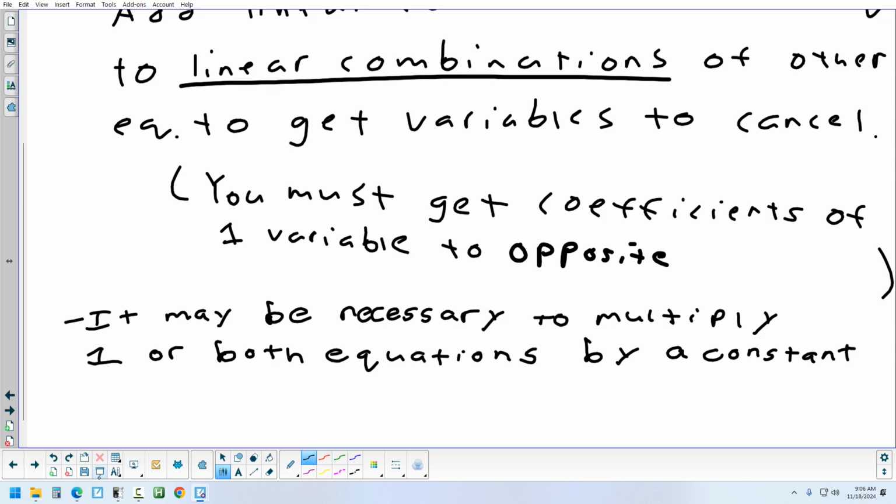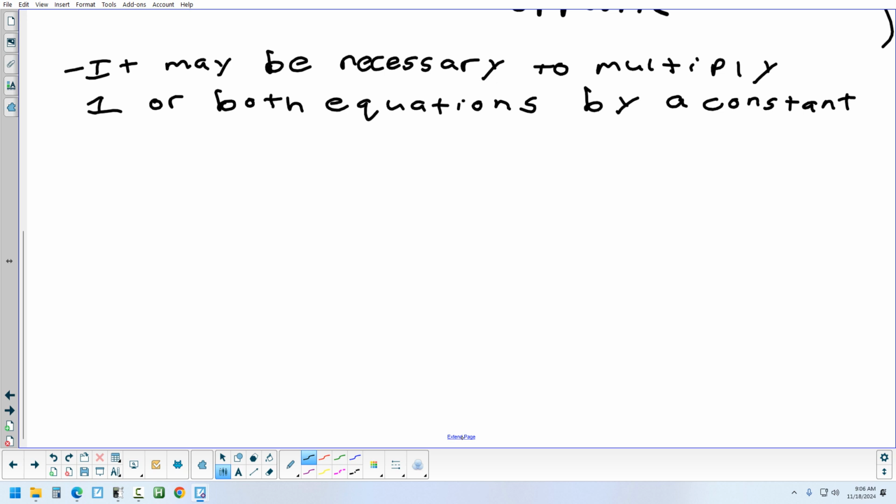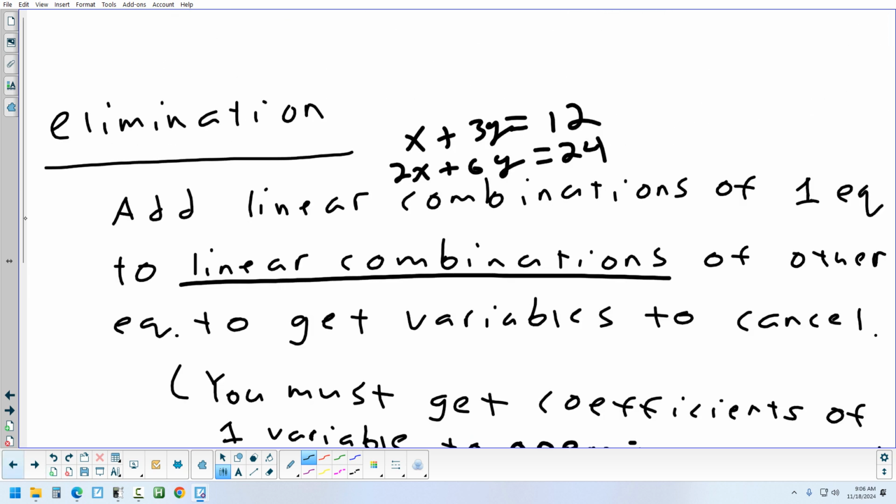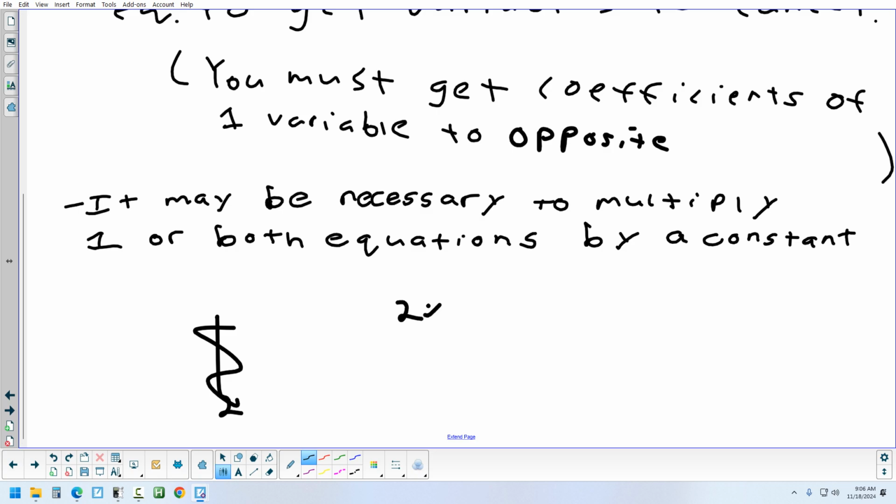Okay, so we're not going to solve this one. I just want to practice multiplying. Let's say you had something like 2x plus 3y equals 5. And let's say we had x plus 4y equals 6. And I wanted to try to eliminate a variable there. In order to get the coefficients to be opposites, you pick a letter to start with, either the x's or the y's.